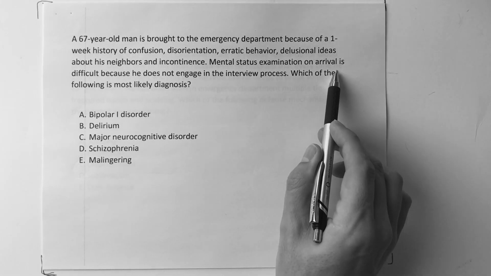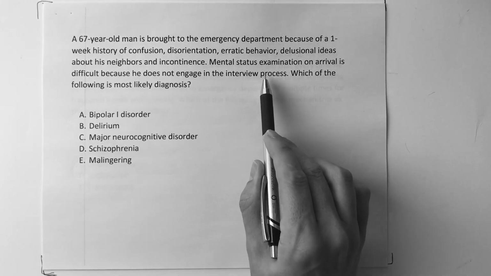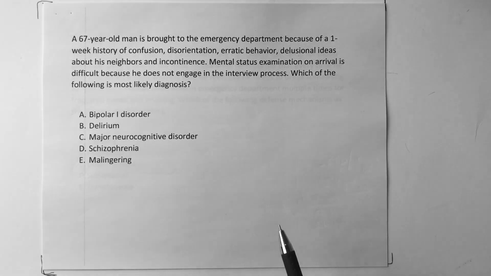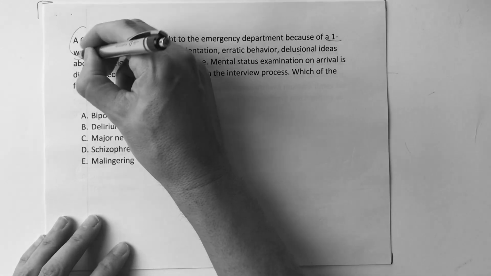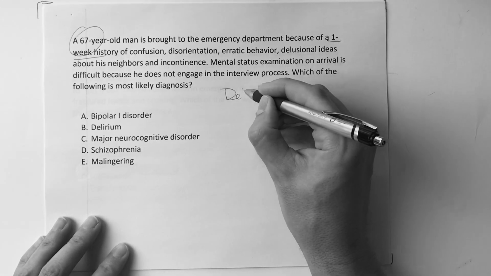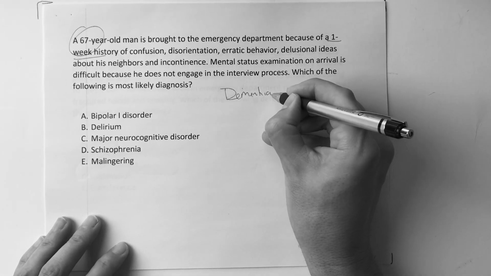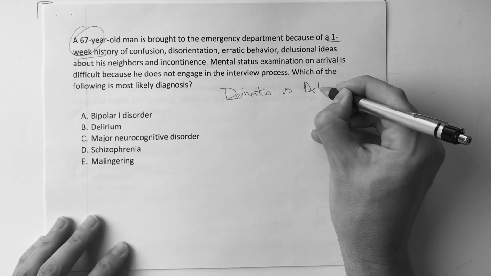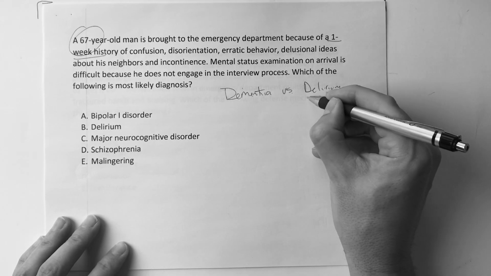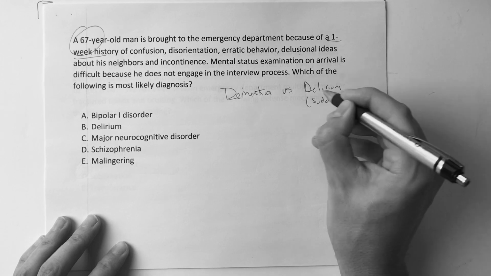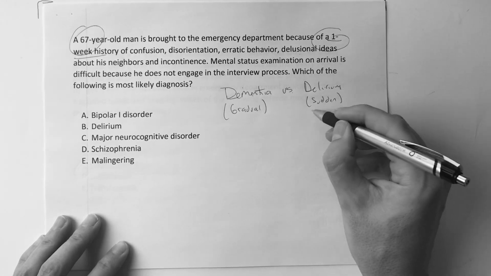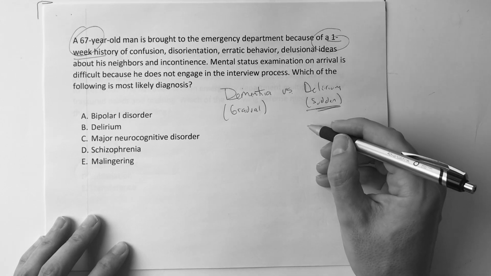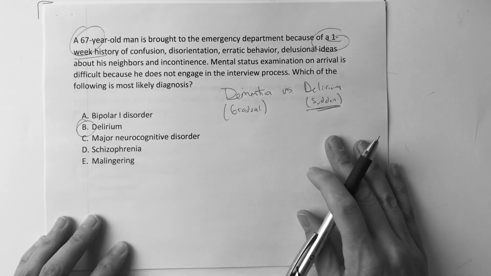Mental status elimination on arrival is difficult because he does not want to engage in the interview process. Which of the following is most likely diagnosis? Okay, so 1-week history. Remember what I said, when you see an old person, you better be differentiating between dementia versus delirium. Now, delirium, sudden. Dementia, gradual. Okay, this is 1 week, so it's sudden. It's going to be delirium. Now, so there's your answer choice, and boom, you can move on from there.